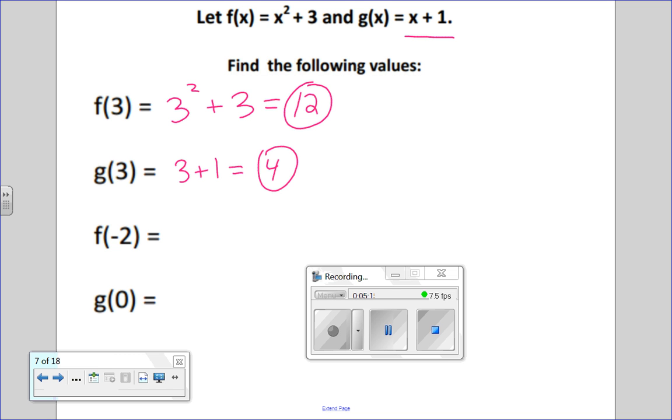So I'm going to hit pause in the video and have some scholars come up and do these last two. f of negative 2 and then g of 0. Okay?